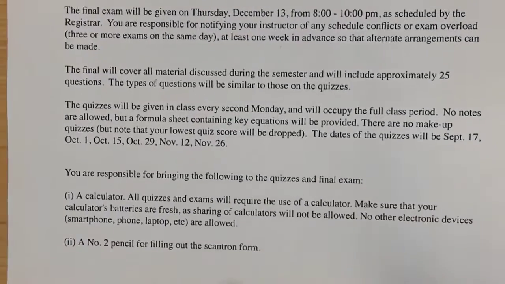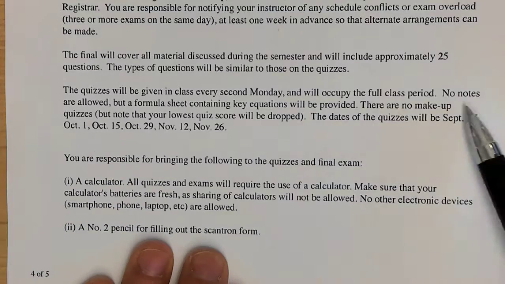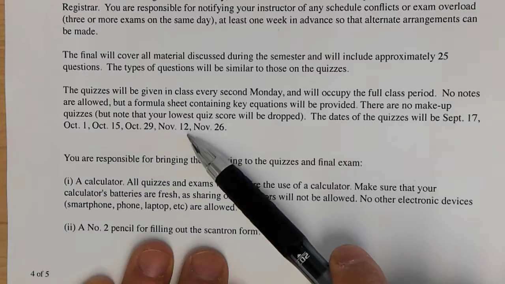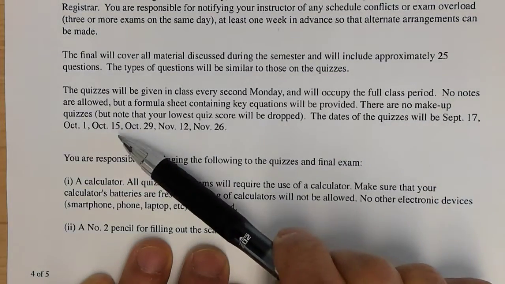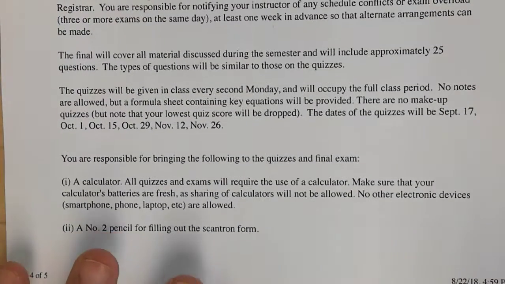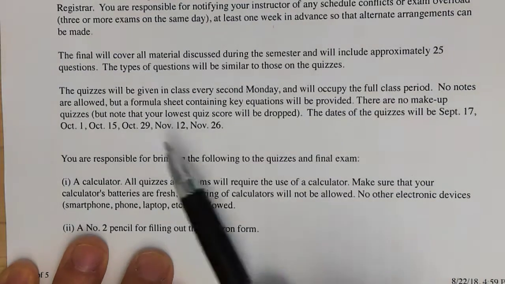If you're wondering when the quizzes are, the quizzes are September 17th. They'll always be on Mondays. September 17th, October 1st, October 15th, October 29th, November 12th, November 26th. There are no makeups for the quizzes. However, if you have a valid excuse, something that you can get in writing, that you had some academic reason for missing the quiz, or you have a doctor's note for some sort of medical problem, then that will be a valid excuse.